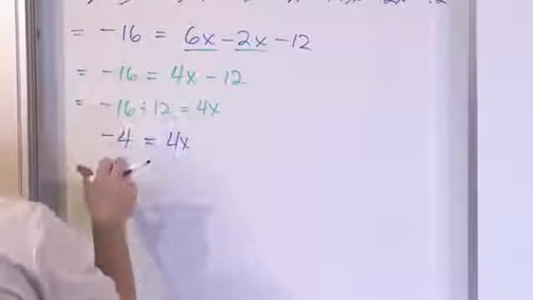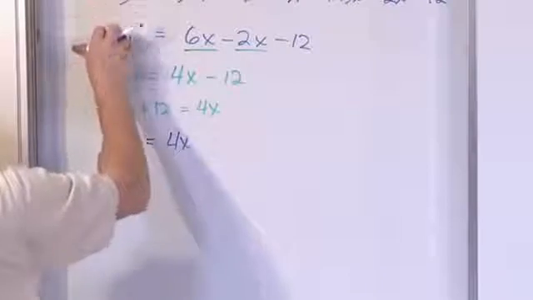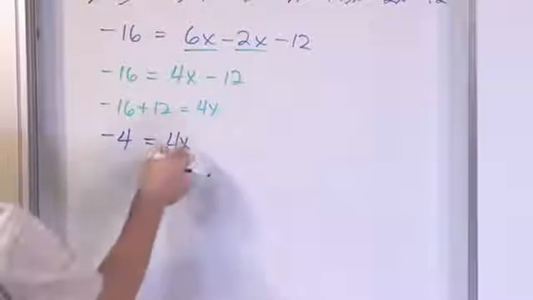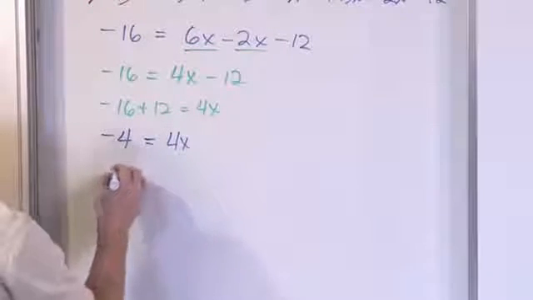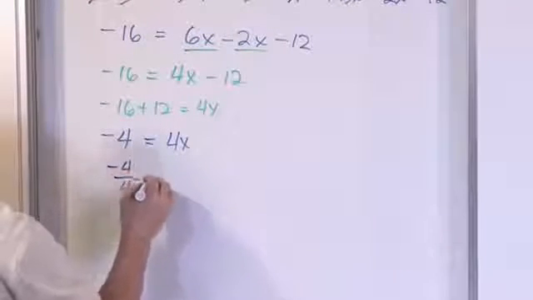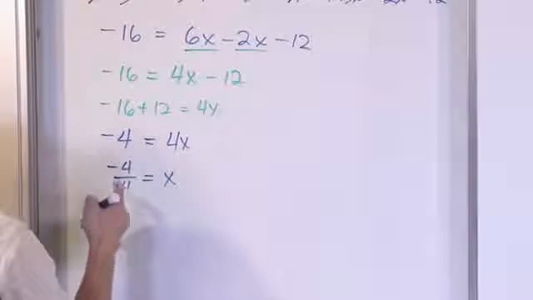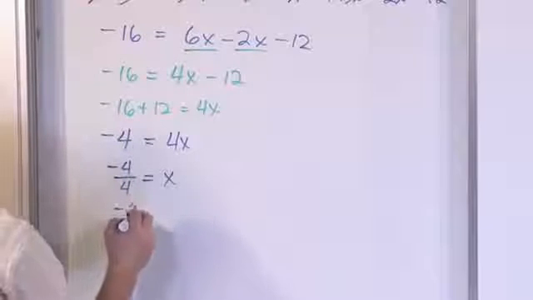Okay, so let's actually just do this. I don't need any of these extra equal signs, because I have the equal sign here. All right, and then to get x by itself, we divide by 4. So we'll have negative 4 divided by 4 is equal to x. We divide by 4, it goes away there. And then finally, negative 4 divided by 4 is negative 1, which is equal to x.